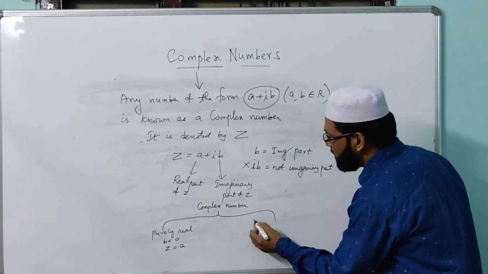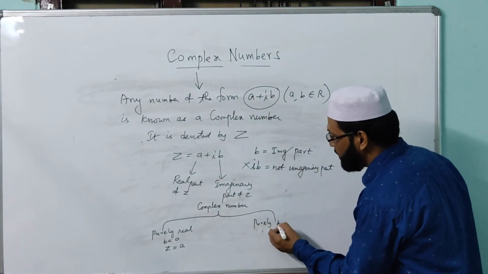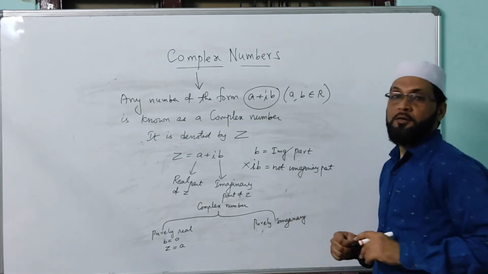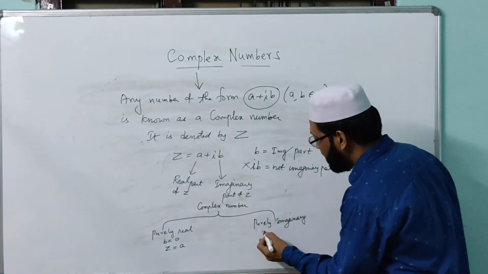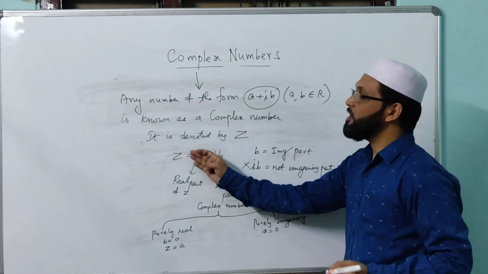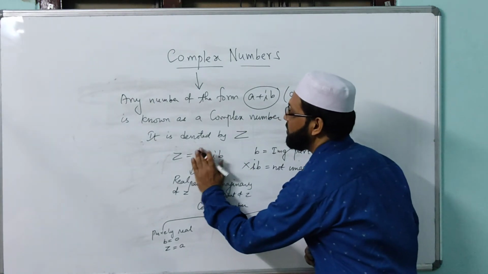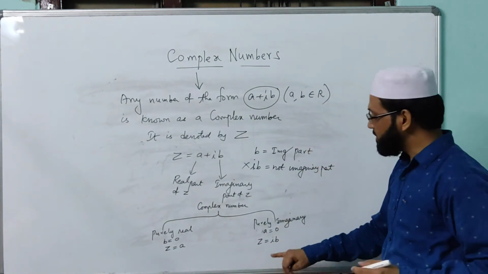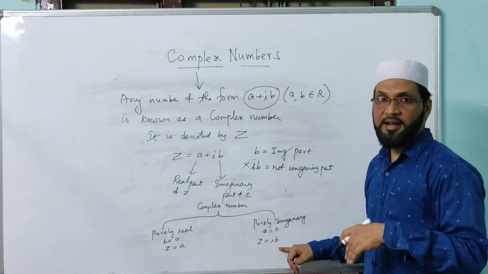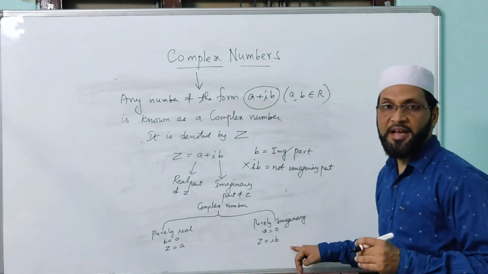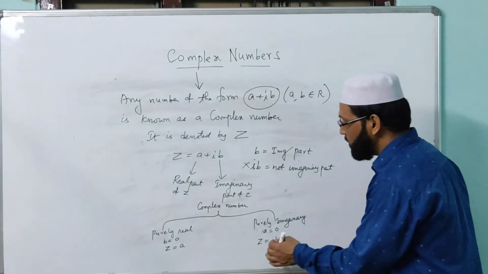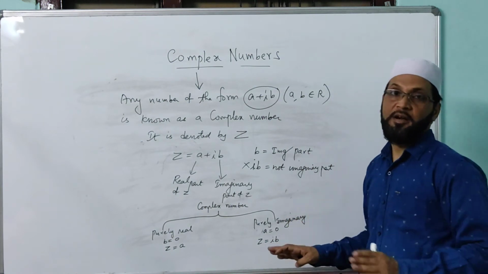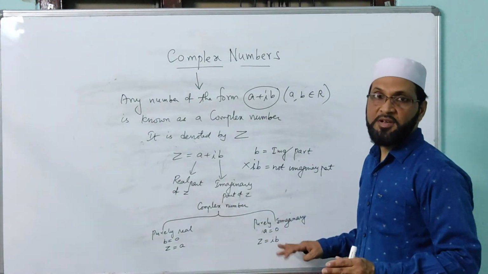In the same way, the complex number can also be purely imaginary. Whenever the value of a becomes 0, whenever there is no real term, then we have z equals ib, and we call this ib together an imaginary term. b is the imaginary part there. So z equals ib will be purely imaginary because there is no real term whenever the value of a becomes 0.